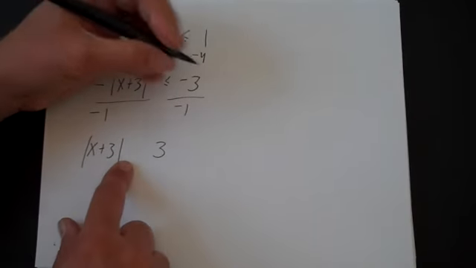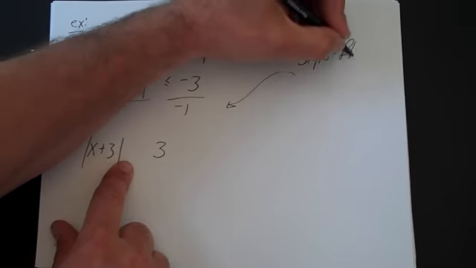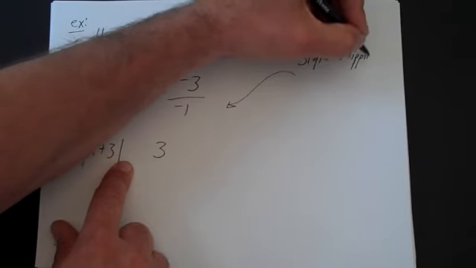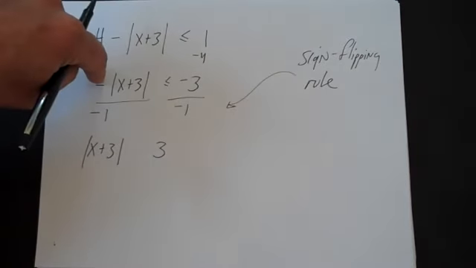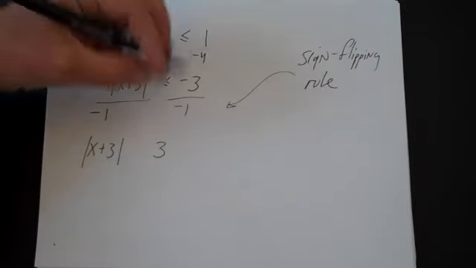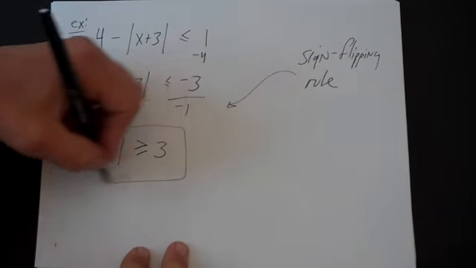Now you have to be careful here. Remember the sign flipping rule. Whenever you have a linear inequality and you divide both sides by a negative, the sign is going to flip. So this is less than or equal to, that becomes a greater than or equal to problem. So that's how you isolate the absolute value term.